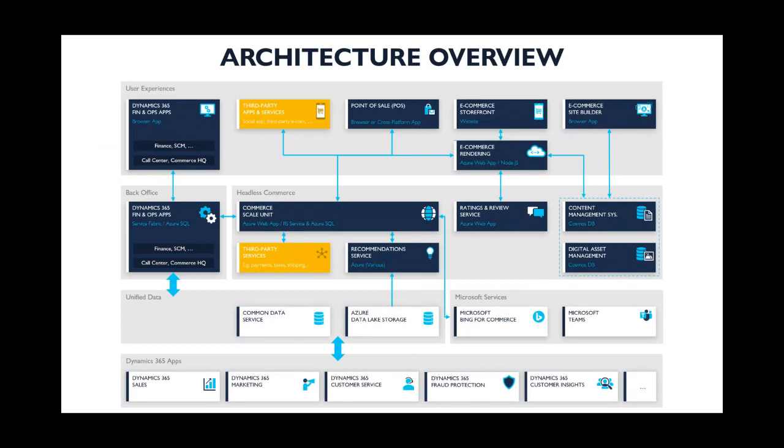So here you'll see a diagram of the architecture overview of commerce. You see there's a lot of options and flexibility based on the omni-channel design of the solution. Now, specifically with e-commerce, you have a headless commerce section of services to centralize your solution. Now users interface with services such as F&O, point of sale or POS, e-commerce storefront, or the e-commerce site builder. To the left, you'll see back office, which is the backbone for the business storage and processing, and that is driven in e-commerce connected by the commerce scale unit.